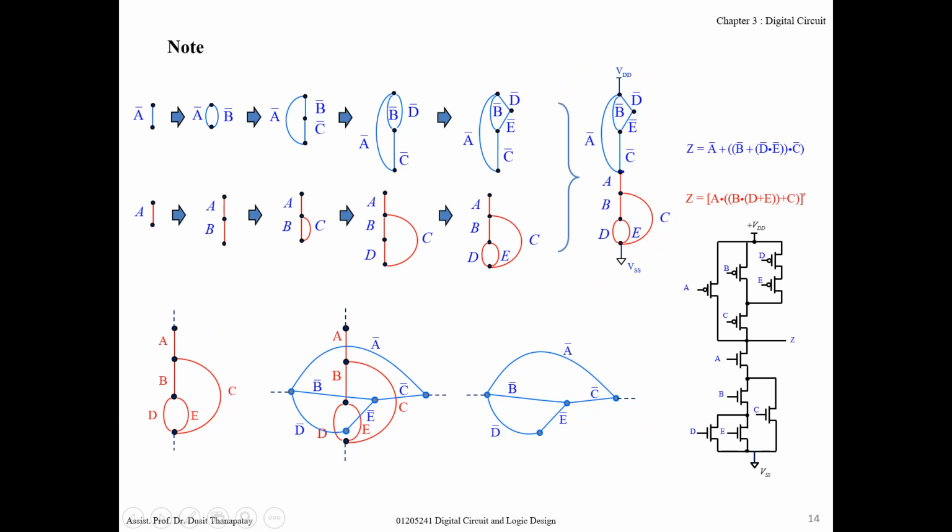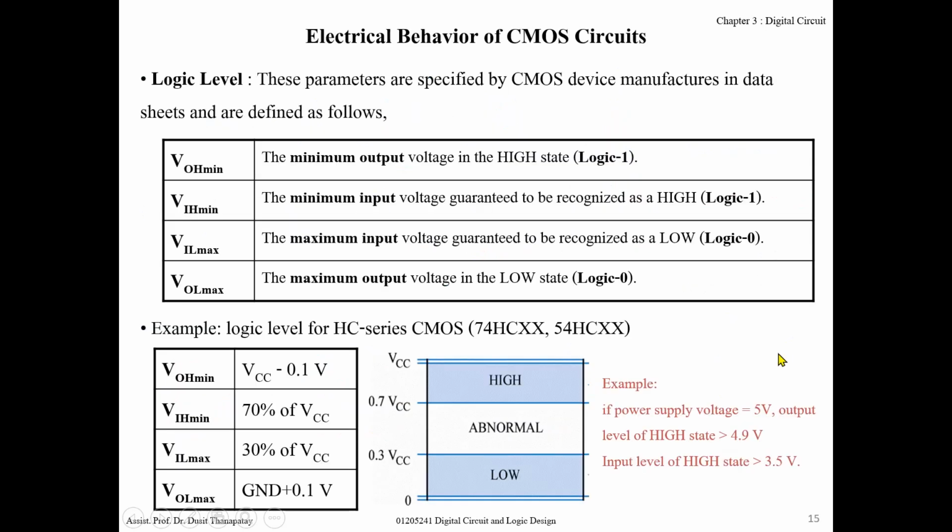And don't forget that your output is the point or junction between the upper part and lower part of the circuit, like this. So now you can complete the circuit design. Very easy.